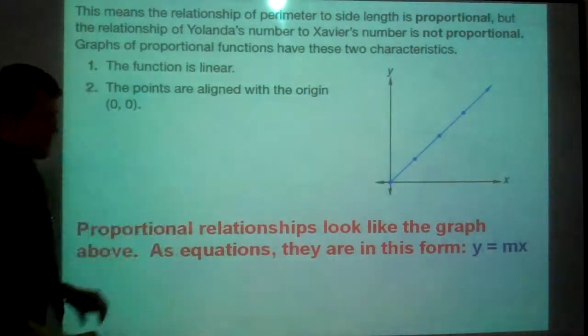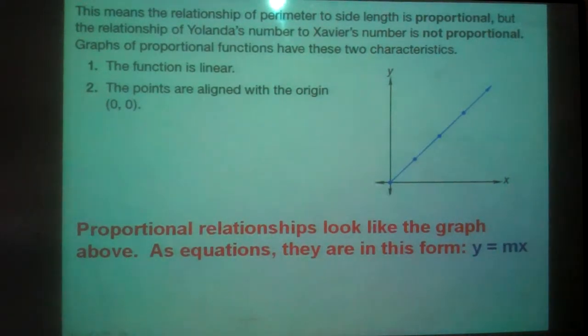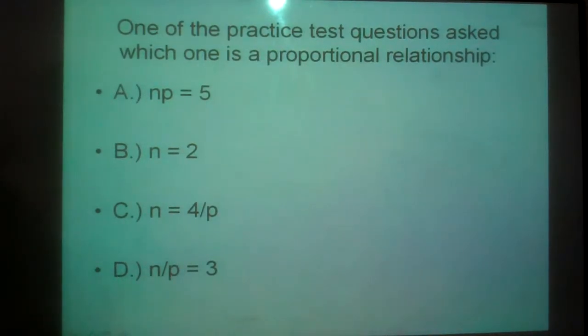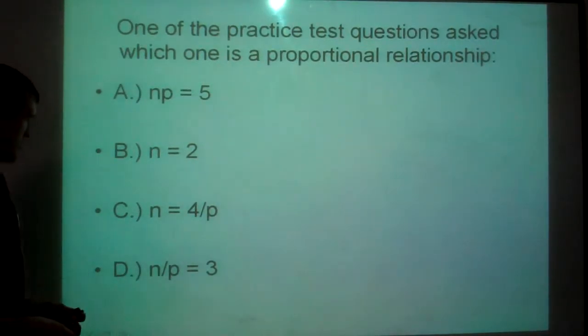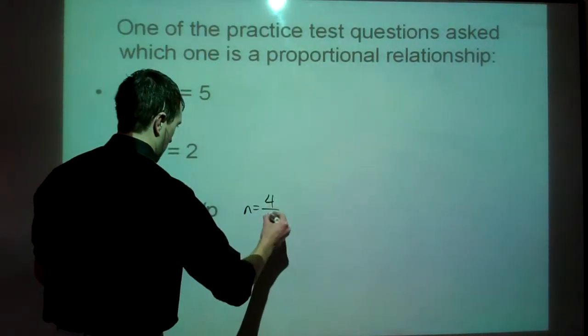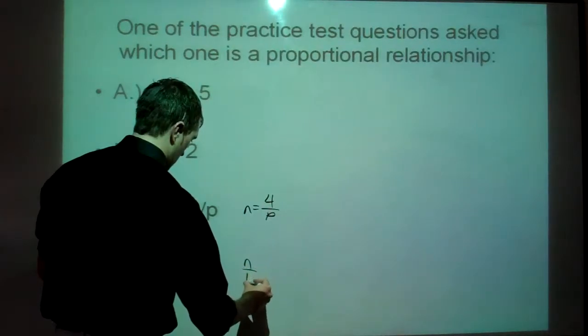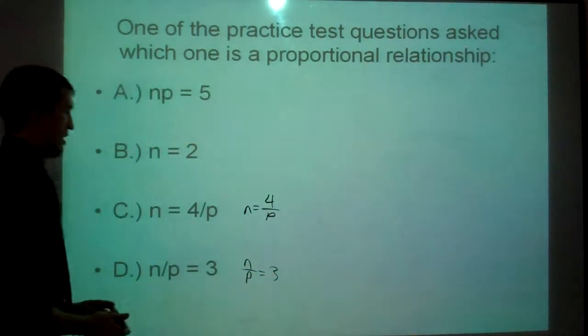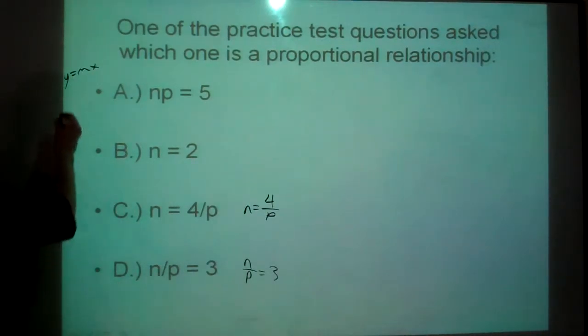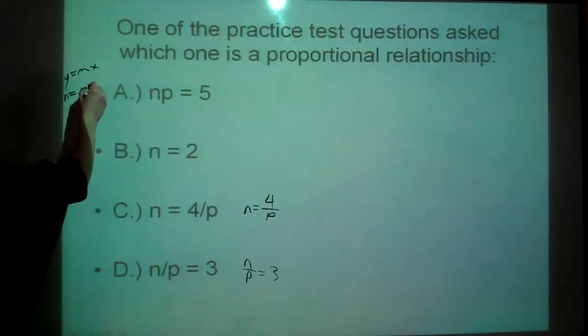Okay, last thing we need to talk about. Right here. This was one of the test questions on the practice test, and it says which one of these is a proportional relationship. I'm going to rewrite C and D. N equals 4 over P. N over P equals 3. Okay. So really we're looking for the one that's in this form. Y equals m times x, where this is some number. Except for now we're using different variables. So it'll look like n equals m times p.